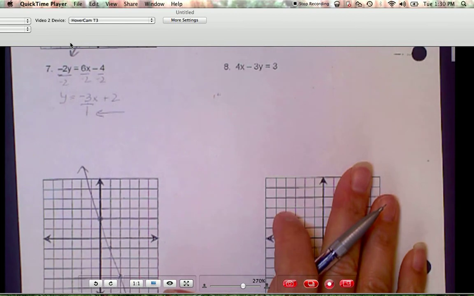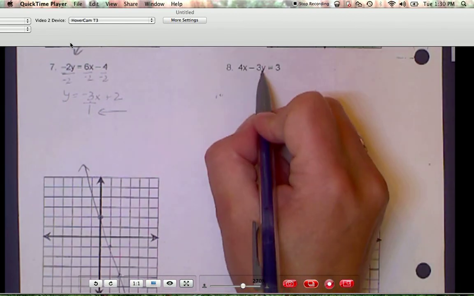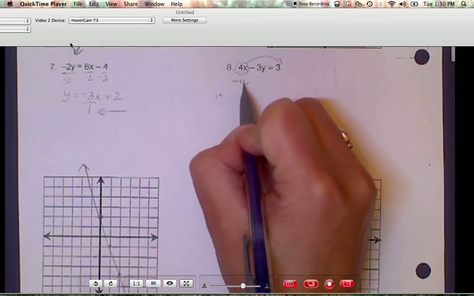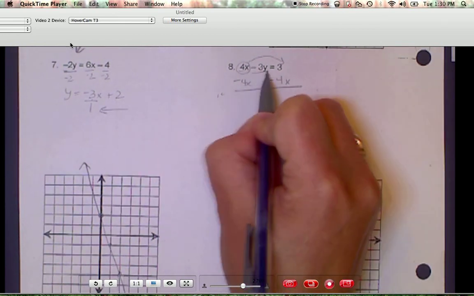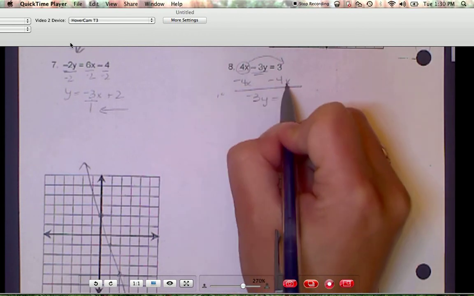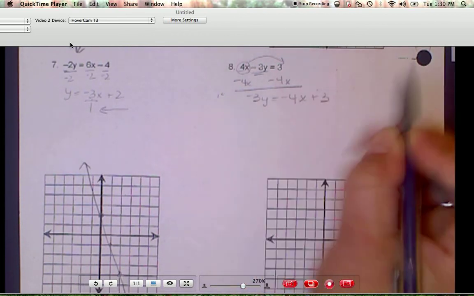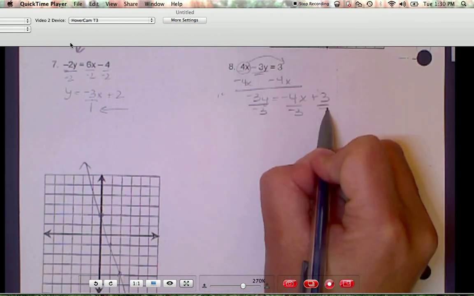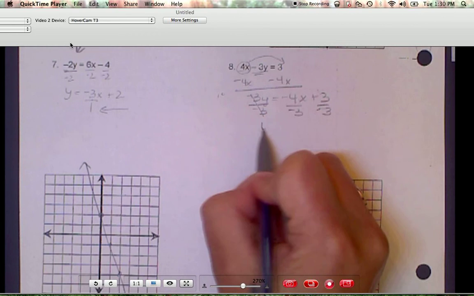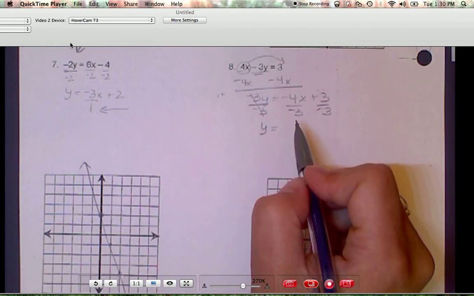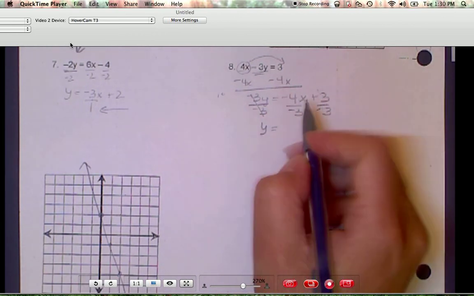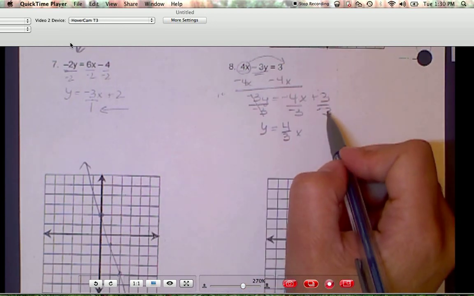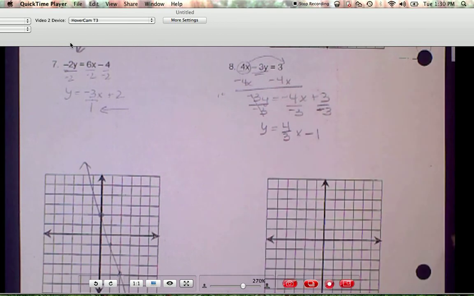And number 8, we're trying to get y alone, so we take this entire term and we move it over. It's a positive 4x, so we subtract 4x. Watch this sign. Negative 3y equals negative 4x plus 3. Divide everything by a negative 3. And we get y equals, do not change this to a mixed number, but a negative divided by negative makes this positive 4/3 x. And 3 divided by negative 3 gives us negative 1.